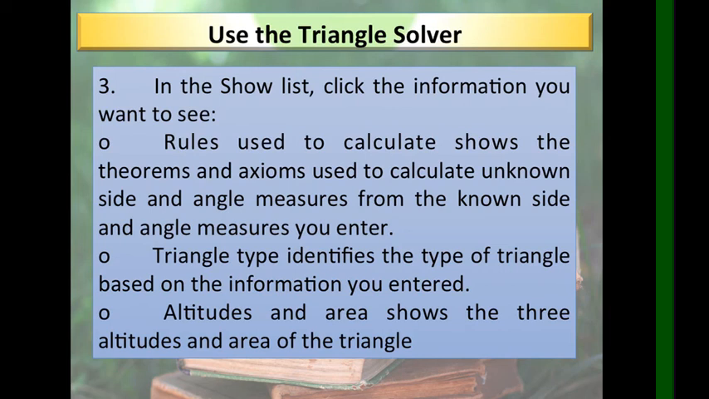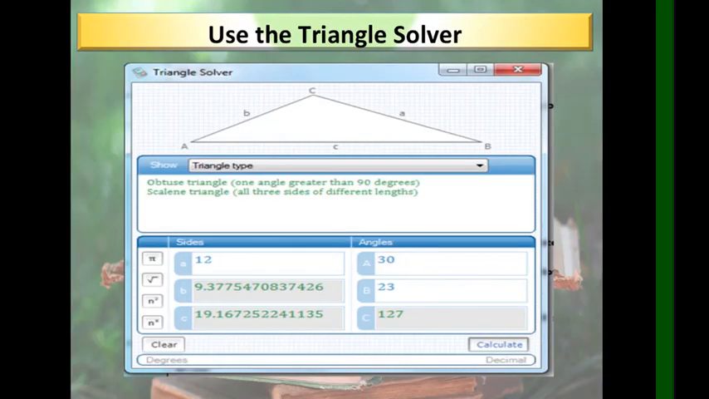Rules used to calculate shows the theorems and axioms used to calculate unknown sides and angle measures from the known side and angle measures you enter. Triangle type identifies the type of triangle based on the information you entered. Halimbawa, kung scalene yan, you should click scalene or whatsoever. Then altitudes and area shows the three altitudes and area of the triangle. So this one, for example, I put here the side which is 12, then the angles 30 and 23. It will show you the triangle is an obtuse, scalene, etc.